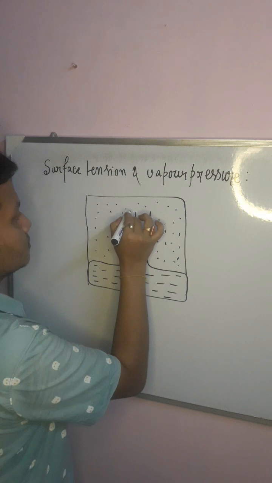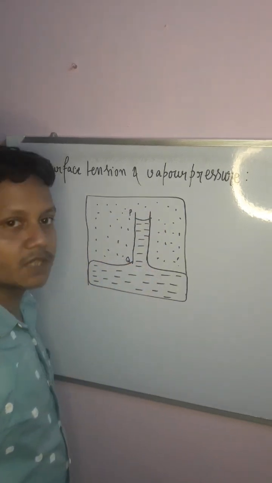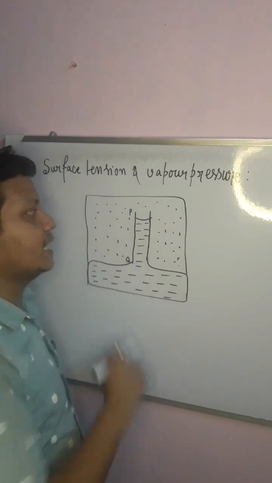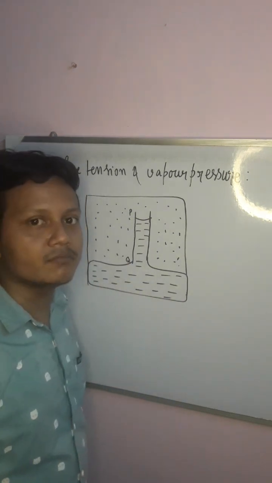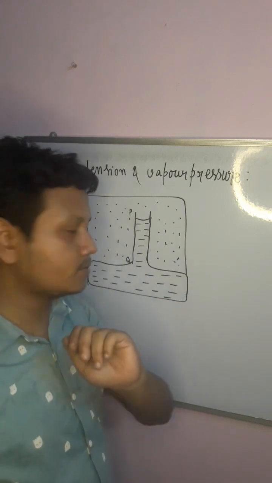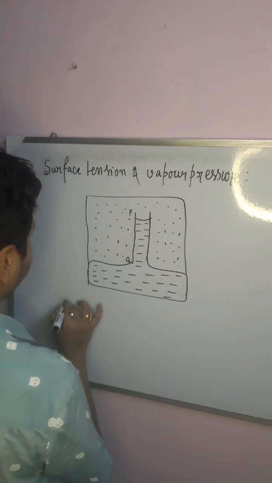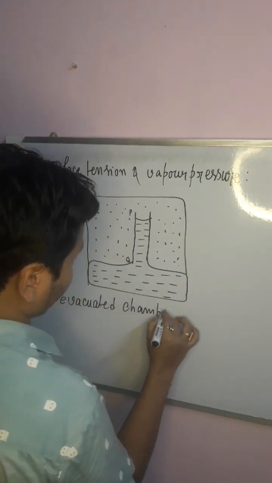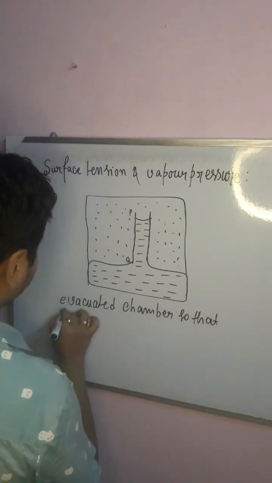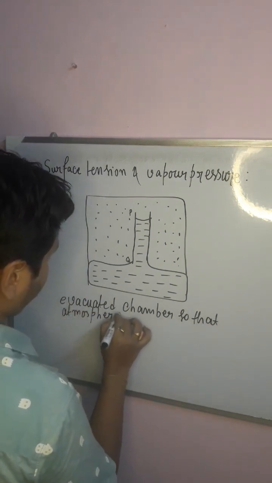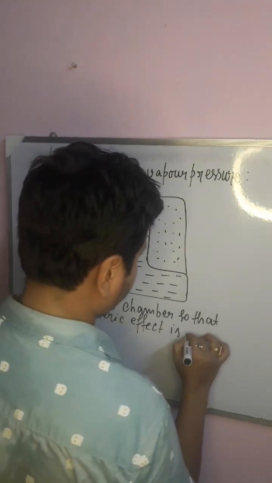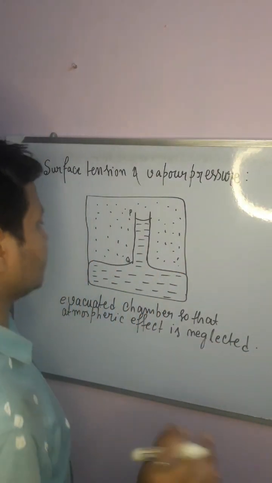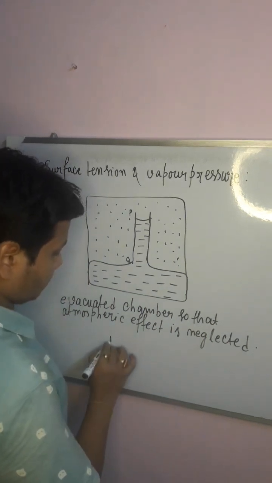Suppose this is the point P and this is the point Q. Now obviously here the liquid is in equilibrium with its saturated vapor, and the entire system is kept inside an evacuated chamber, so that the effect of atmosphere can be neglected.